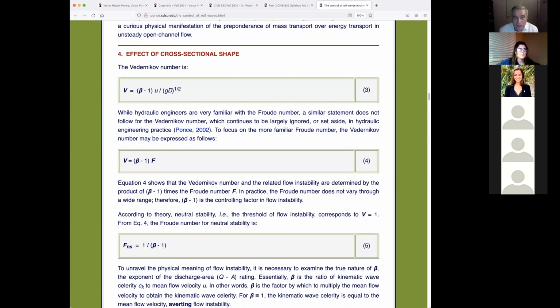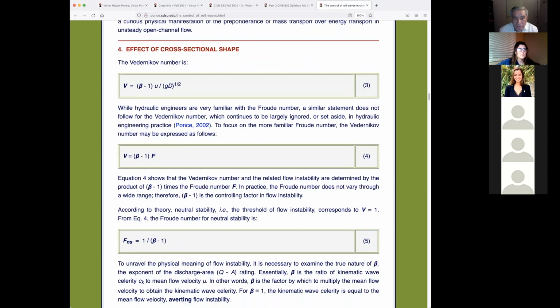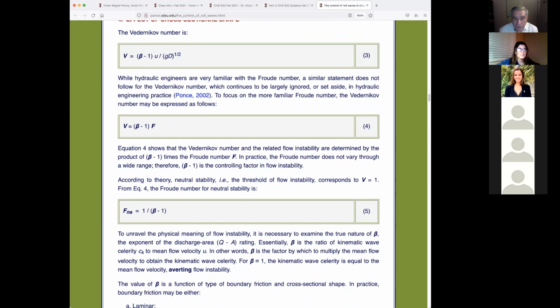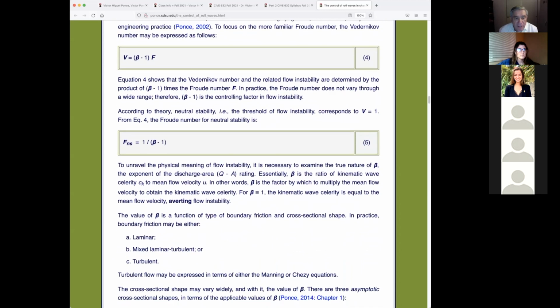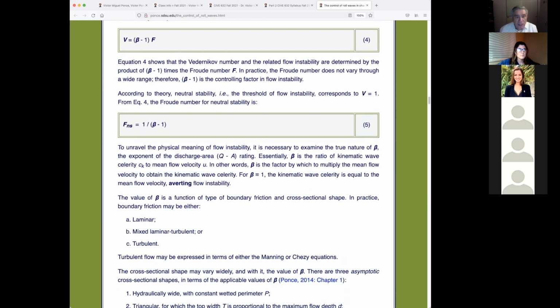Effect of the cross-sectional shape, the Vedernikov number, and the definition of the Vedernikov number in terms of the Froude number. But this is an algebraic expression because, like I said, by definition, they're independent. And then we have come up with this Froude number for neutral stability, which is obviously coming out of the algebra, which is 1 over beta minus 1.